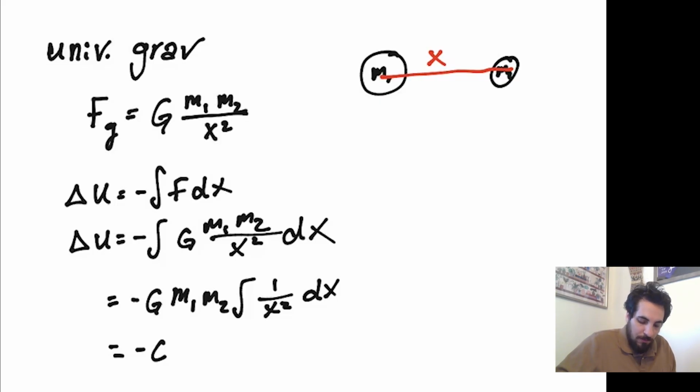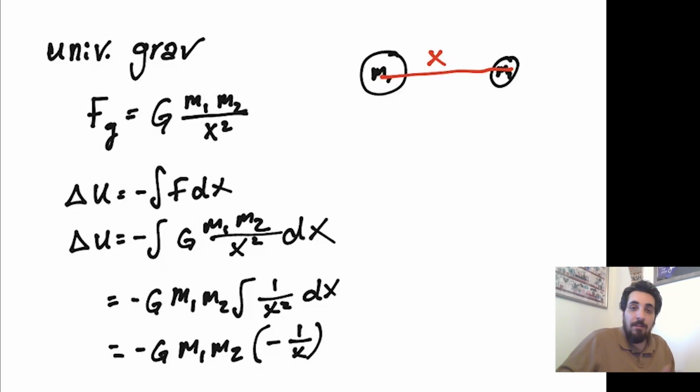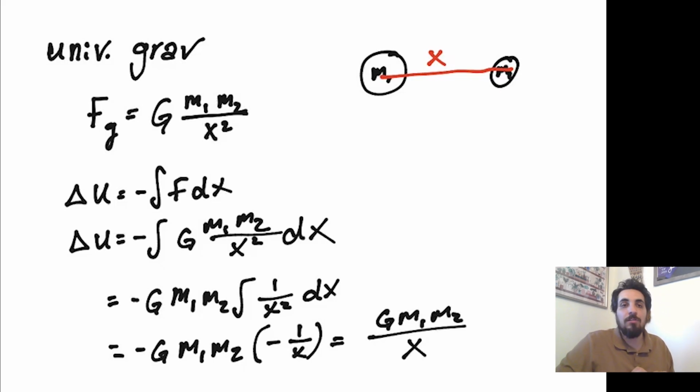So what does this give us? It gives us negative G m1 m2, and the integral solves to negative 1 over x. Well, the negatives will cancel each other out. We can put this in fraction form, and we end up with G m1 m2 over x as our gravitational potential energy. And this is the universal case. If we were to ask how this reduces down to the value that we've found earlier, we would just take x to be the radius of the Earth, m1 to be the mass of the Earth, and then we have our g times m times delta h. And this gives us our change in gravitational potential energy more universally.